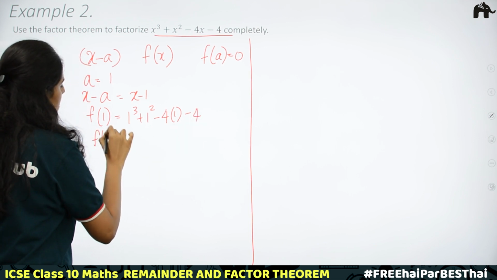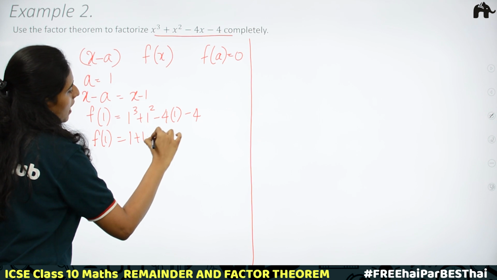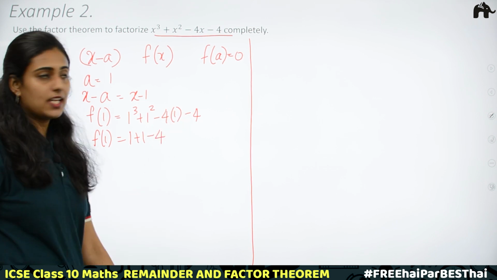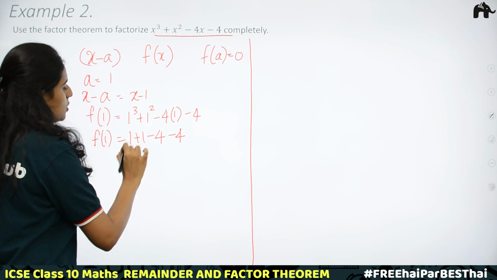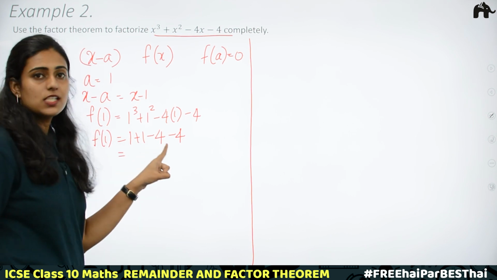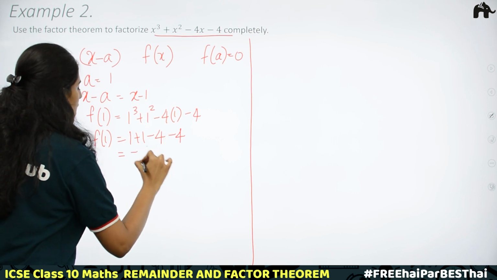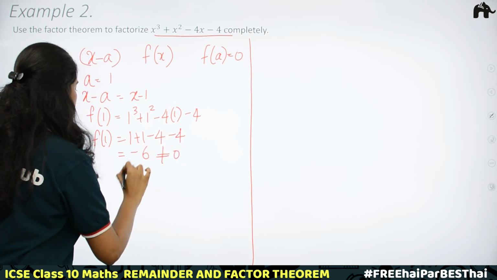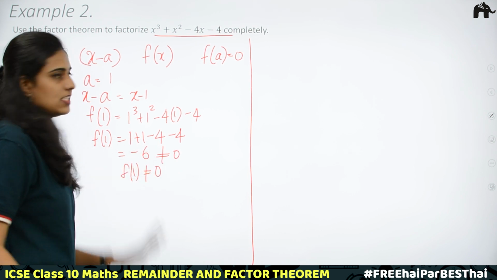F of 1 is equal to 1 cube, 1, 1 square, 1, minus 4. 4 into 1 is minus 4. Then minus 4. This is equal to 1 plus 1, 2. 2 minus 4, minus 2. Minus 2 minus 4, minus 6. Minus 6 not equal to 0. F of 1 is not equal to 0. So, we cannot take this value.